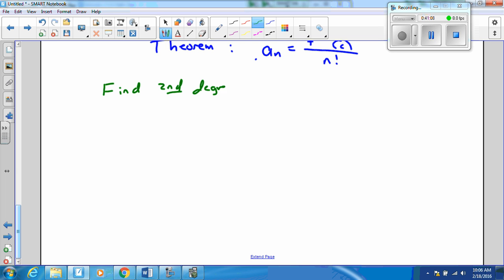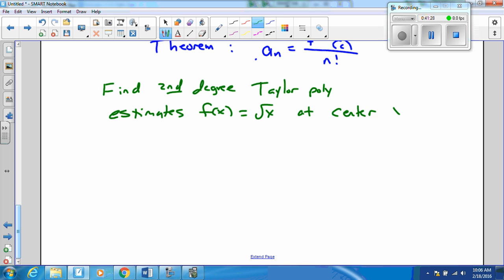Find the second degree Taylor polynomial that estimates f of x equals root x at center x equals 1. So here I have a center and a degree, like so.